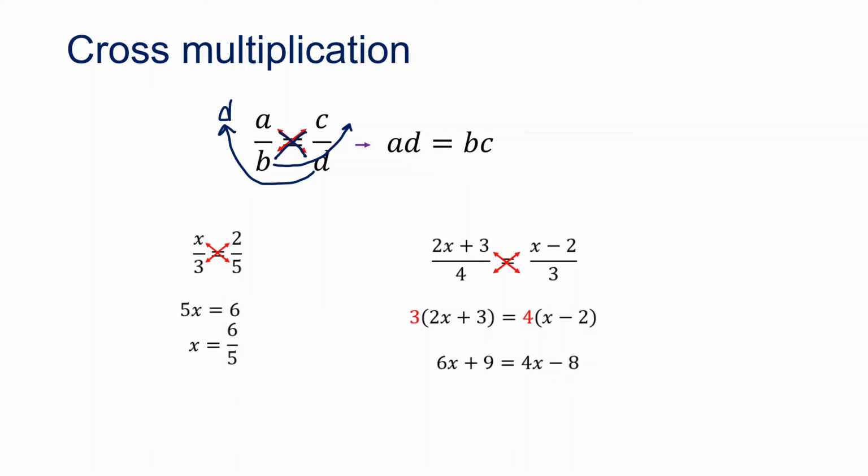For example, x divided by 3 is equal to 5 over 2. So we can do cross multiplication. We get 5x equal to 6. So x is 6 over 5.